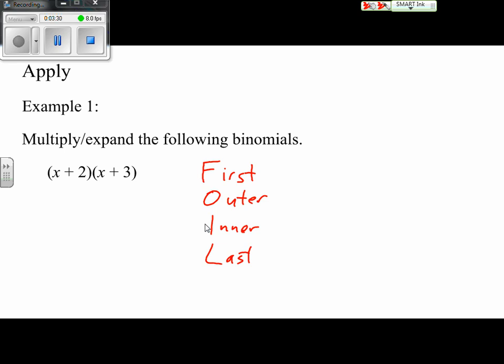The first terms that we're going to multiply are the x times the x. Notice they're the first of each of the binomials. Again, the binomials are these sets of parentheses, 1, 2 sets of parentheses. If I take the first term from each of those, I get x times x. When you multiply something by itself, it becomes squared.